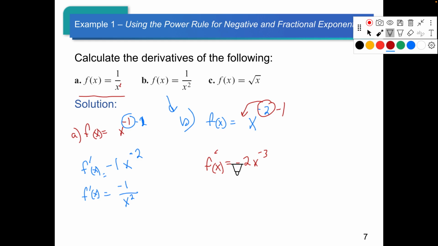I'll confuse myself even after all of these years of teaching it, because you're going back and forth, and I get dizzy real quick. Okay, so we'll look at this one, C. How do we write a square root function as an exponent?